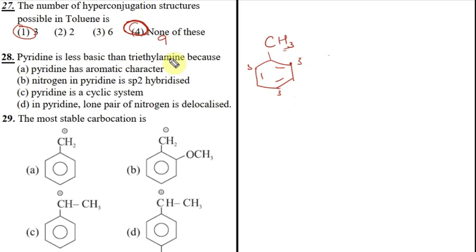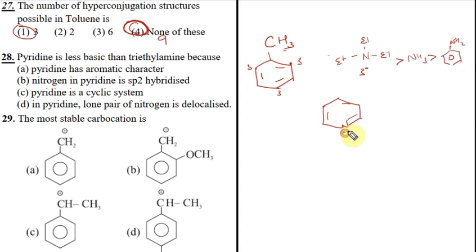Pyridine is less basic than triethylamine. So triethylamine is a 3 degree amine. We know the 3 degree amines are more basic than ammonia, which is more basic than aniline. We have seen this before. Okay, now they are asking about pyridine.